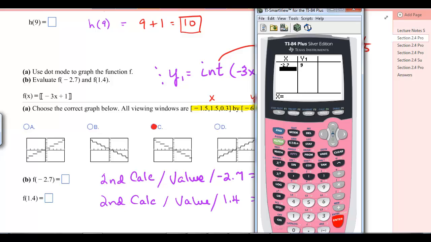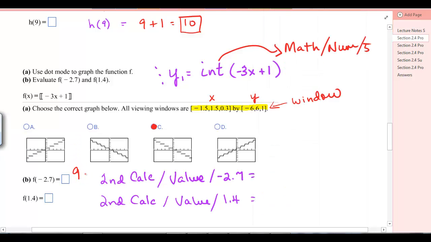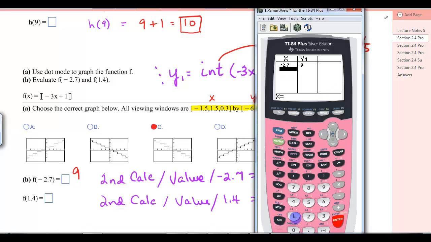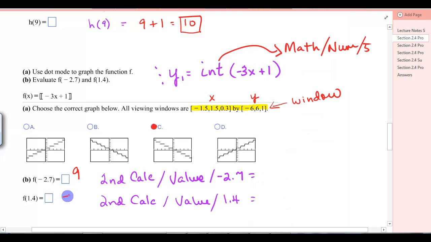So if it's outside the window that you've created, you can go to your table and do it as well. So this one's going to be 9, and then 1.4, as long as we're here, we can just do 1.4 there, and we get negative 4. So use your table for that.